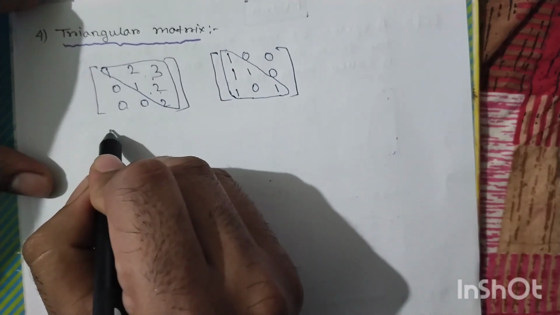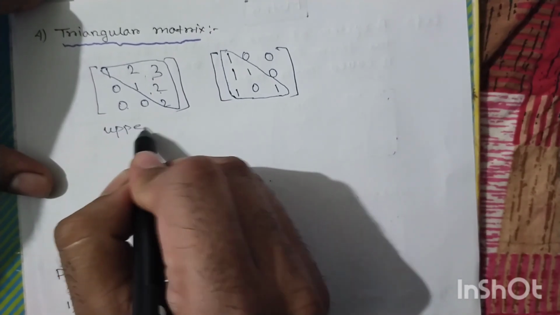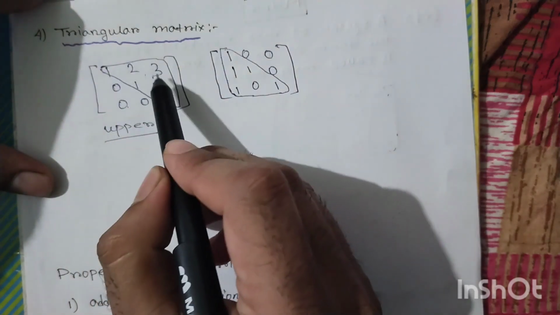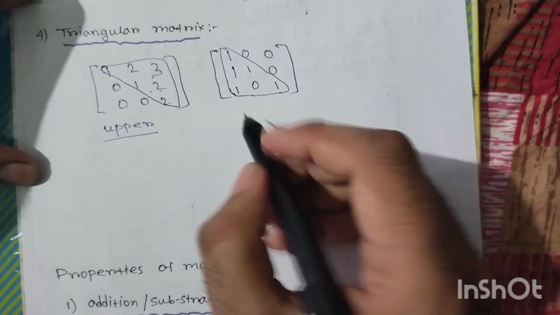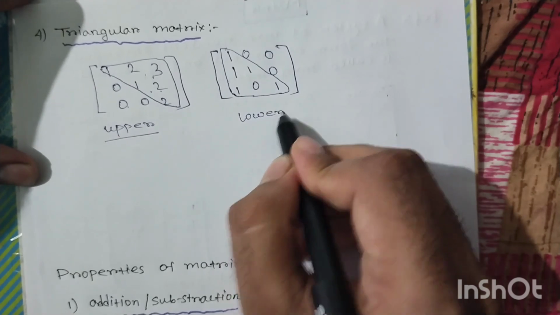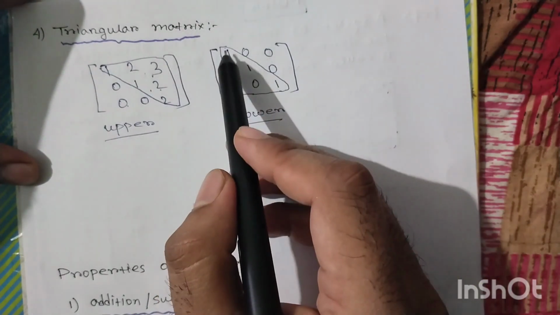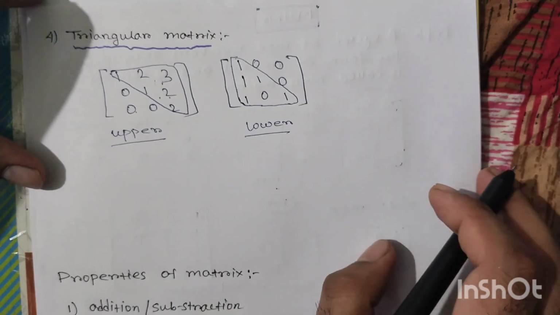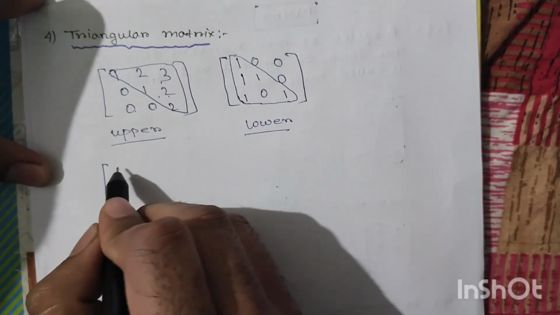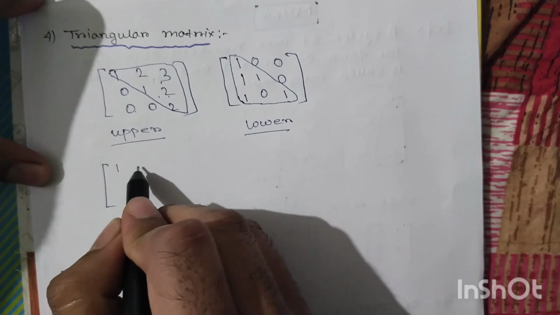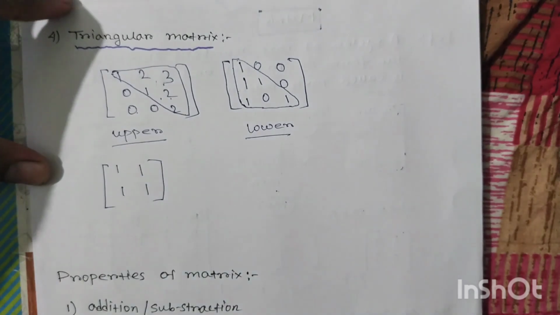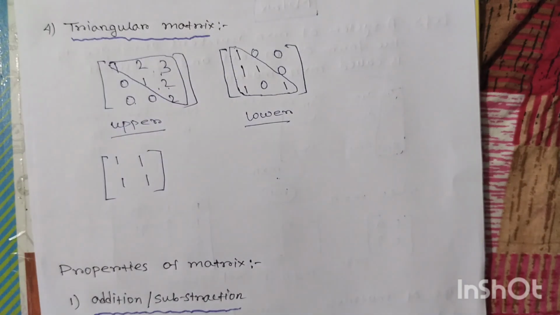This type of matrix is called an upper triangular matrix, because we get the triangle on the upper side, and this is called a lower triangular matrix because we get a triangle on the lower side. Now you can give me the answer: is this upper triangular or lower triangular? Give me the answer for these triangular matrices.